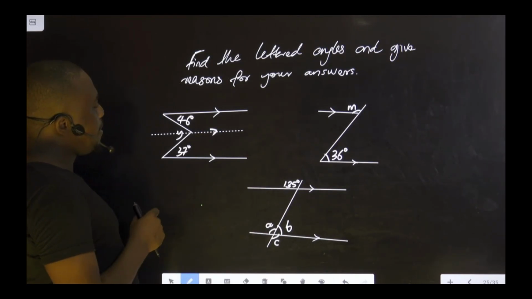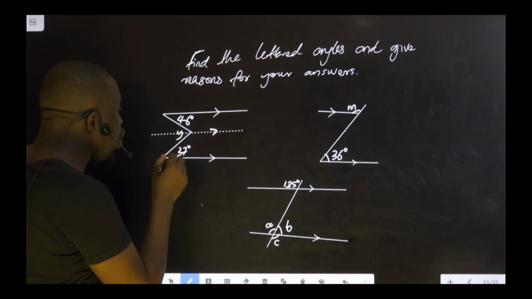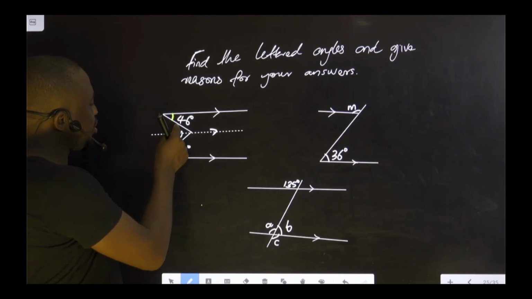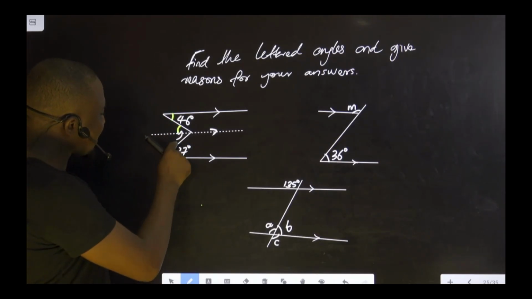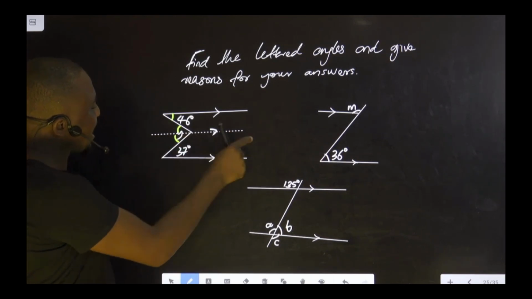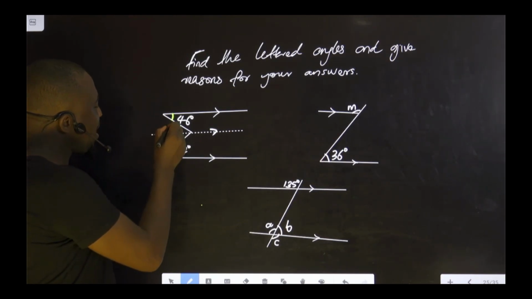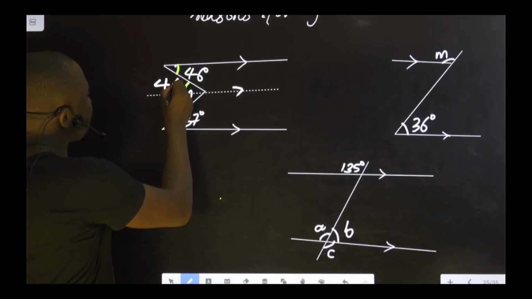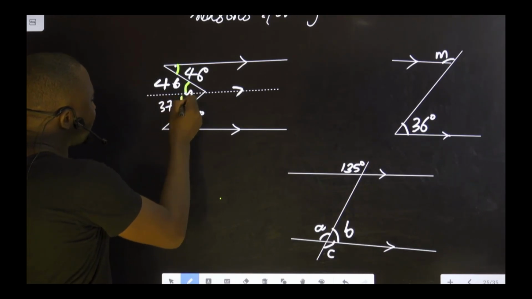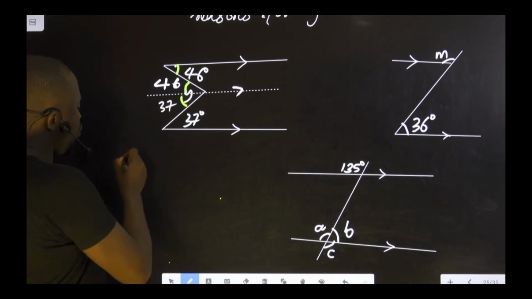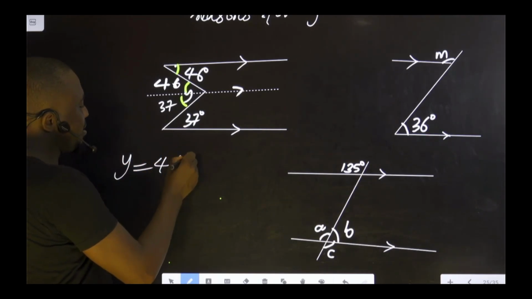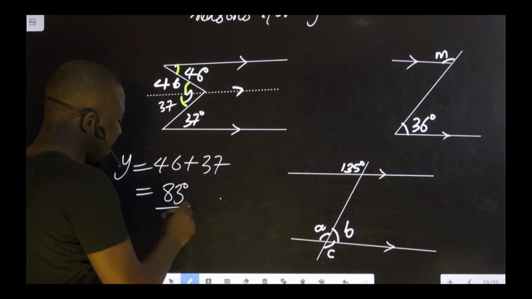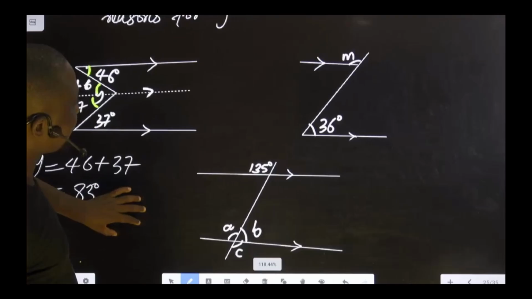Okay? Because I've drawn this line now, you will agree with me that this angle is alternate to this angle. And this angle too is alternate to this angle because this and this are parallel. Therefore, I can call here, because alternate angles are equal, 46. Let me zoom in. I can call here 46. I call here 37. Okay? So therefore, Y is equal to 46 plus 37 equals 83 degrees. That is Y.